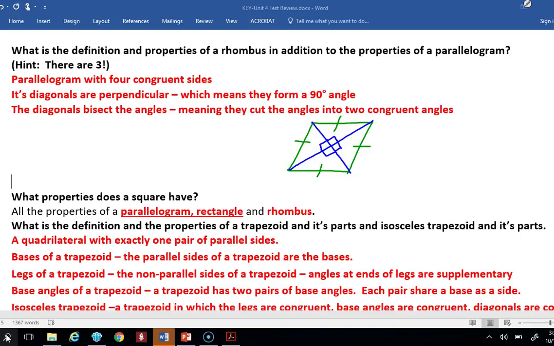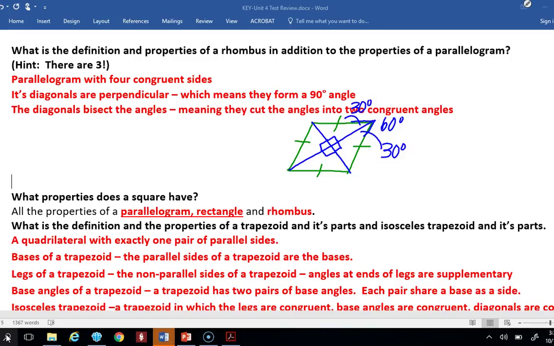Now, the other thing that a diagonal does in a rhombus is it bisects the angles of the vertices. So this angle up here is being bisected by that diagonal. So if I told you that this angle up here was 60, then if it bisects it, then each of these parts is 30. And the property is, again, all the properties of a parallelogram are true here.